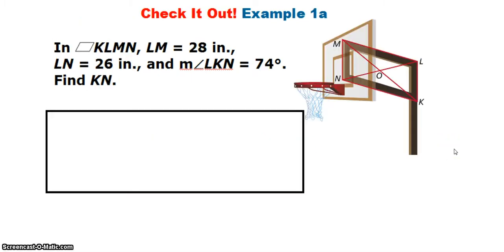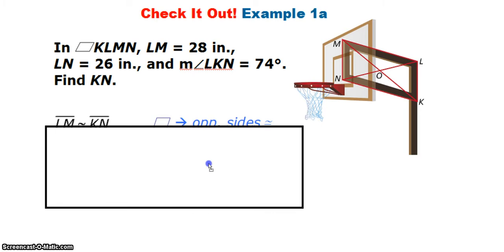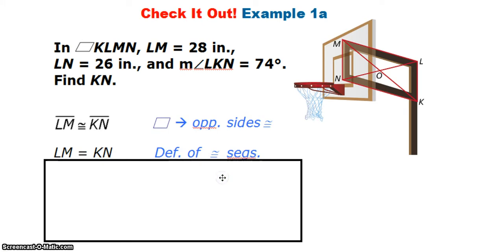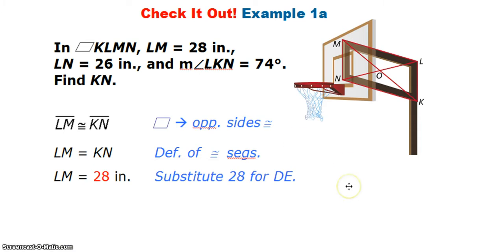Excellent. Finally, we have a real world basketball problem. And here we have a parallelogram, KLMN. Can you find KN? Okay, it is this side down here. And hopefully you see that KN is congruent to LM, isn't it? In a parallelogram, opposite sides are congruent. Therefore, LM equals KN, definition of congruent segments. And so substitute LM is 28, so we know KN equals 28 inches as well.